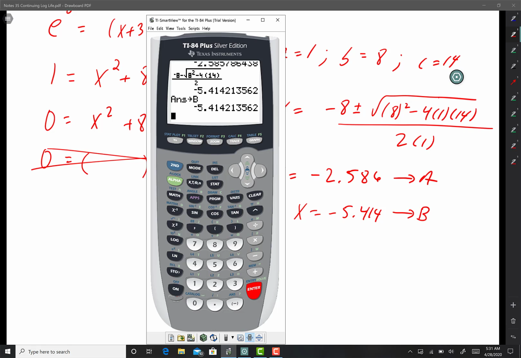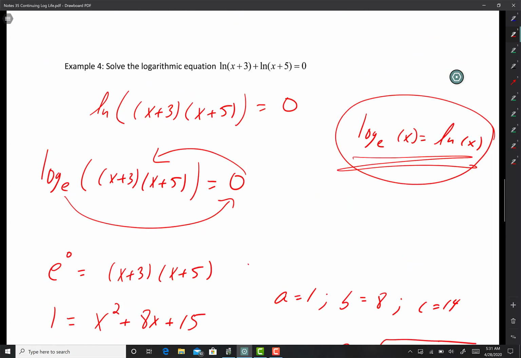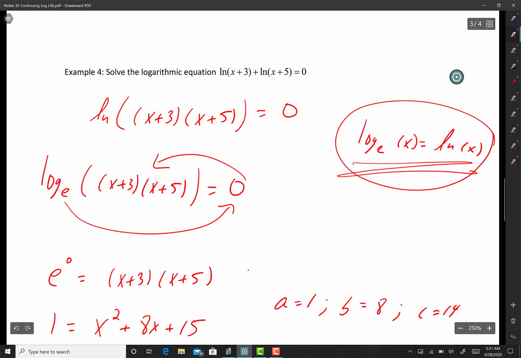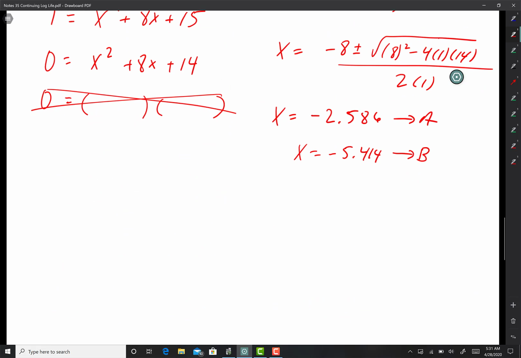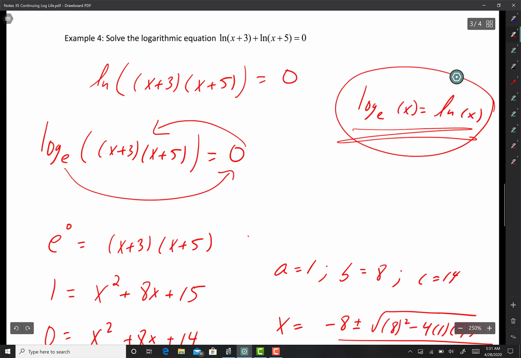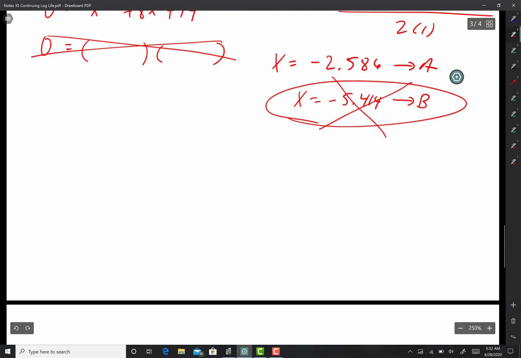All right. So now that I have these answers, I'm going to see which one will work. I can already tell you which one's not going to work. This one's not going to work because I will have a negative argument inside. Negative 5.4 plus 5 is a negative, negative 5.4 plus 3 is a negative. So it's not going to work. But the A one will. Look, and we'll test them both, guys.